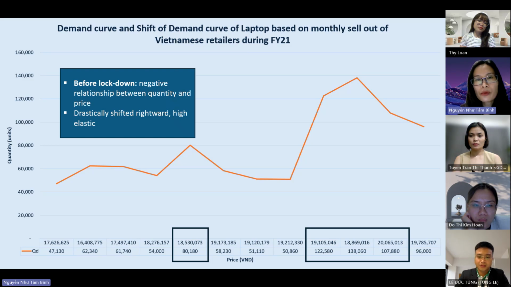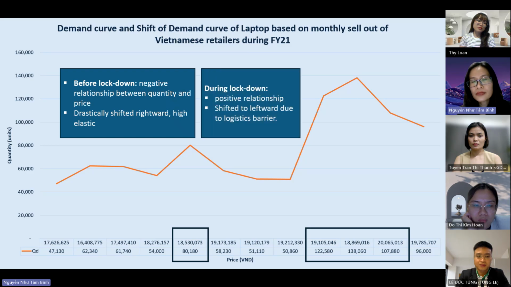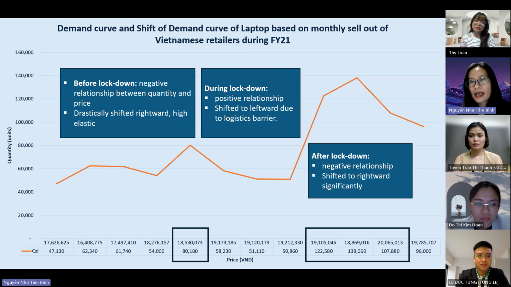Before the lockdown, there was a negative relationship between the quantity and the price, and demand shifted rightward and was highly elastic. But during the lockdown, there was a positive relation: when the price increased, the demand also increased, and the demand curve shifted leftward due to logistic barriers. And after lockdown, there was a negative relationship between the quantity and the price, and the demand curve shifted rightward significantly.